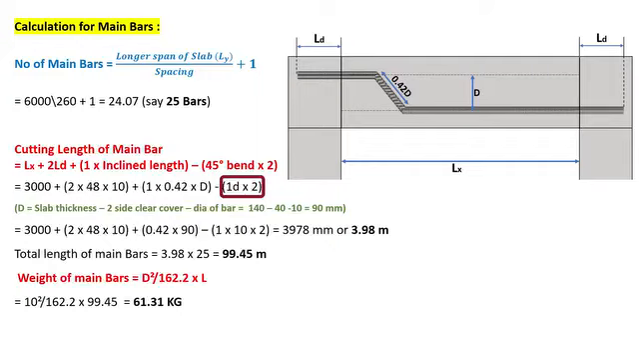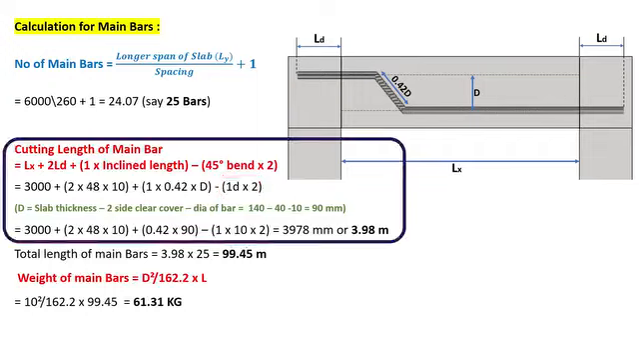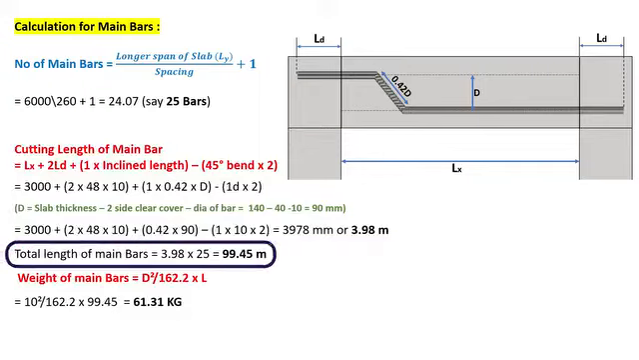The bend deduction for a 45-degree bend is equal to 1 times D, and since we have provided 2 bends, the total bend deduction will be 1 times D into 2, where D is the dia of the main bar. On substituting all these values, the cutting length of main bar will be equal to 3.98 meter. The total length of main bars will be equal to cutting length of main bar into number of main bars. Cutting length is already calculated as 3.98 and the number of main bars is 25. The total length will be 99.45 meter.